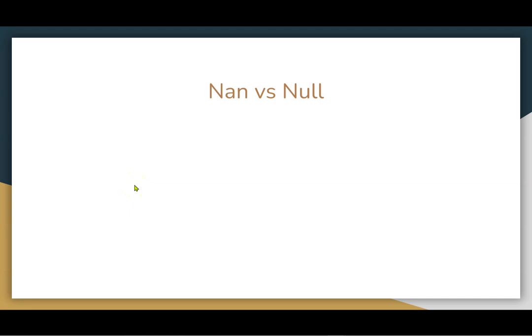Let's talk about NaN and null. Both are used to represent undefined or unknown values. NaN stands for not a number. It is a floating point value that represents an undefined or unknown value. NaN is often used to represent an invalid mathematical operation such as dividing by 0. Note that NaN can only be used with floating point data types. We can use the IsNaN function to check NaN values.